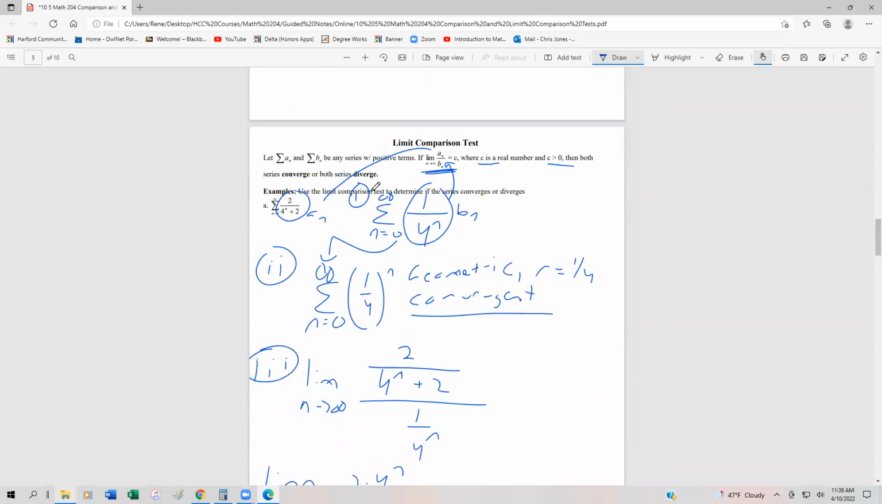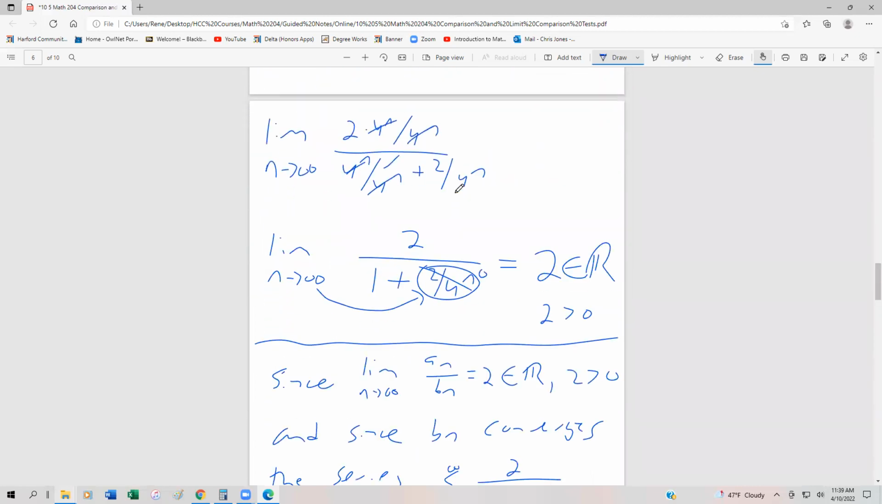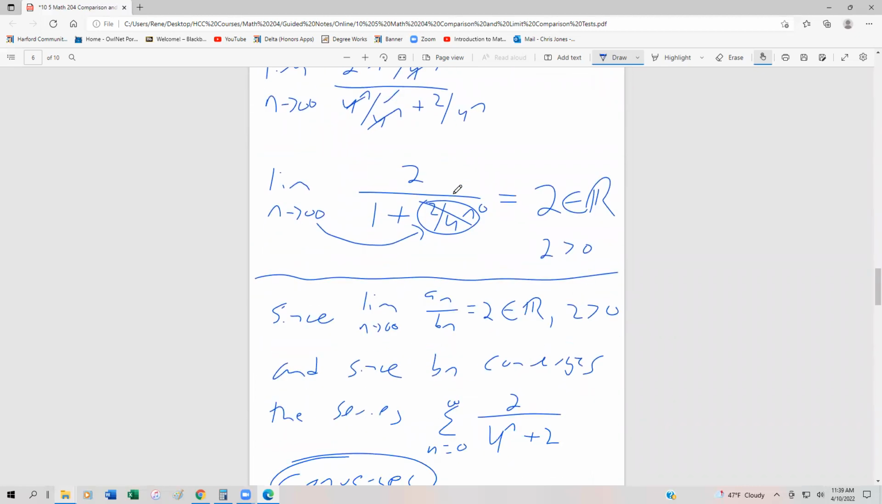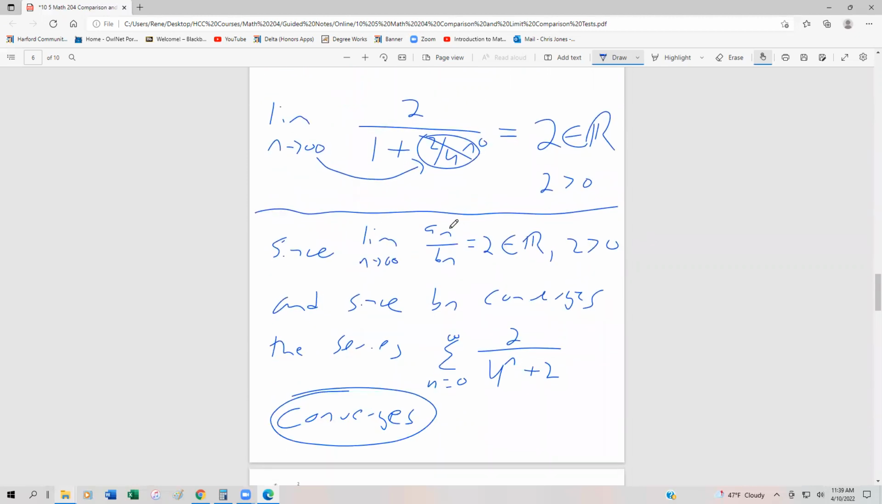Again, 3 steps: find a compared series, determine the behavior of the compared series, and then do the nasty sort of algebra and calculus to be able to evaluate the limit. And then we can extrapolate that the behavior is going to be congruent to the behavior of the compared series. All right, so we'll take a look at a couple more examples in the next videos, and then we'll be done with this section.